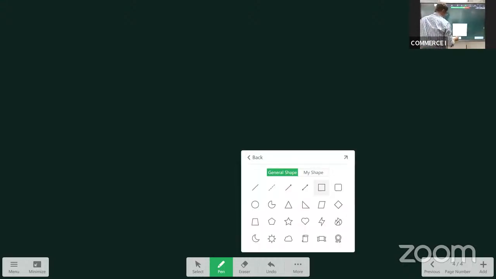Satyam Traders, prepare trading, P&L account and balance sheet. Okay, what are the adjustments? Closing stock, outstanding salary, depreciation on machinery, prepaid insurance, and provision for bad debts. Okay, before we start, let us prepare our trading P&L account format.